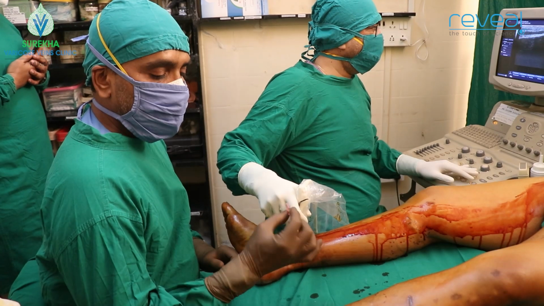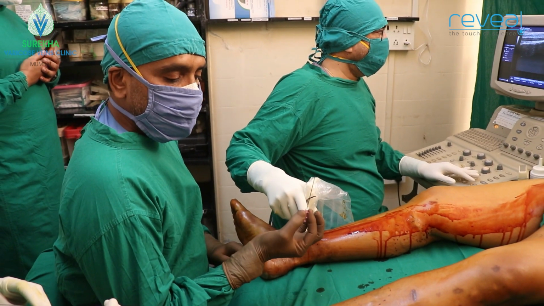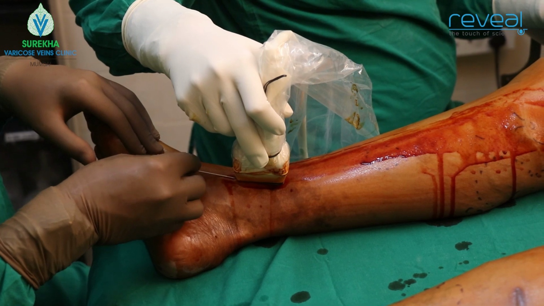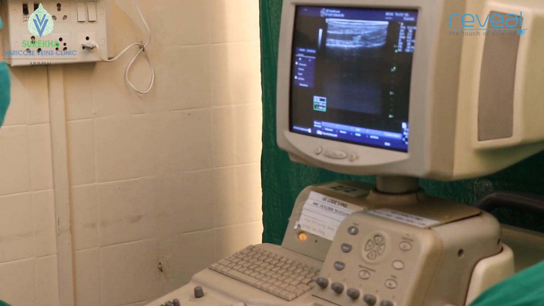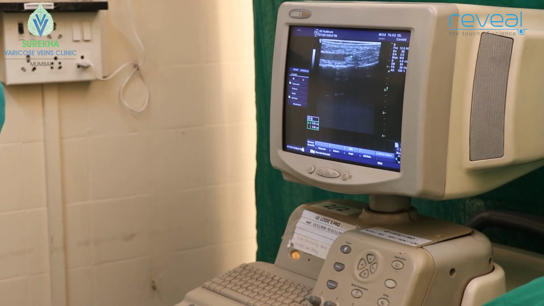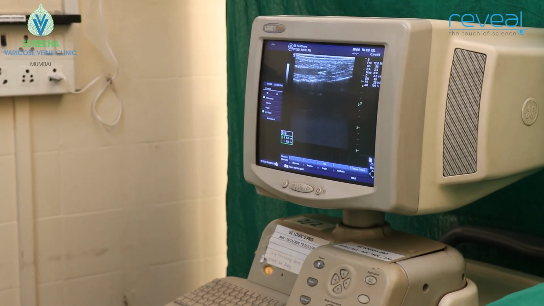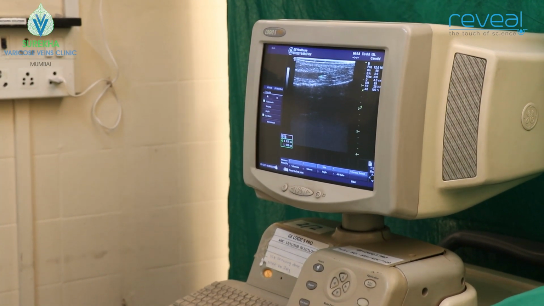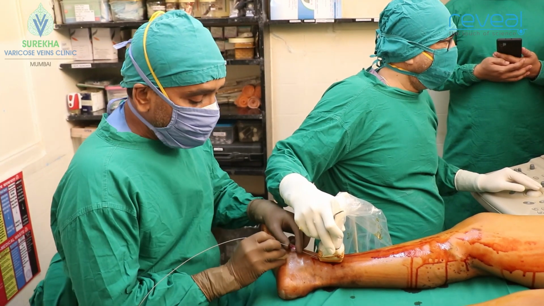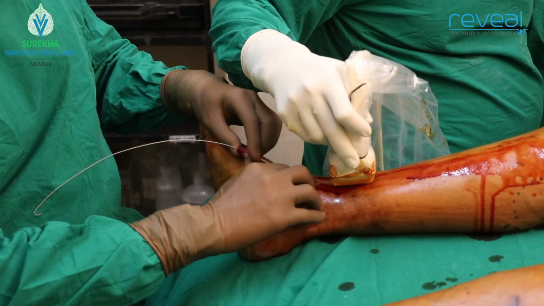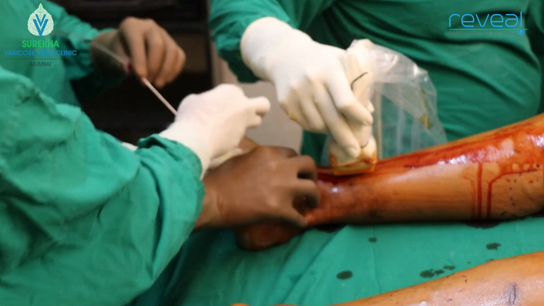So I'm using a number 18 gauge IV needle for the access. I'm taking an IV access puncture. The backflow ensures that I am in the vein, which we confirm every time by locating the needle tip in the vein. The guide wire from the sheath is now being introduced into the IV needle, and the needle comes out once the guide wire is inside.